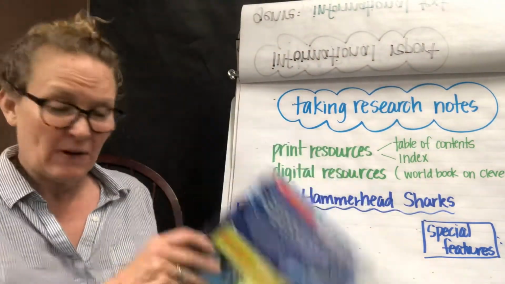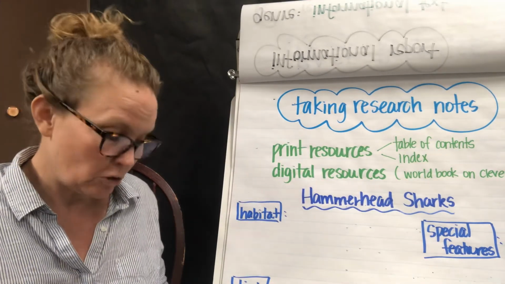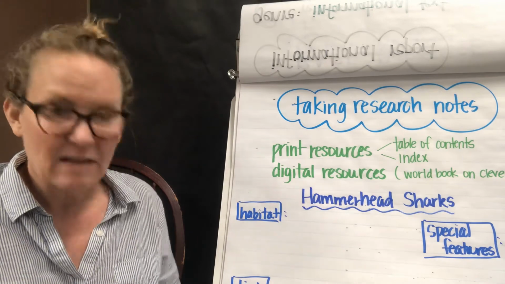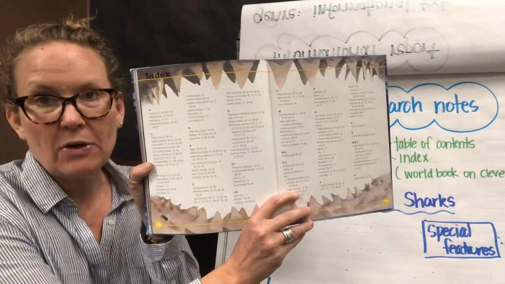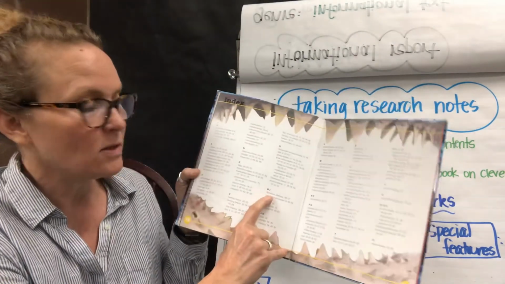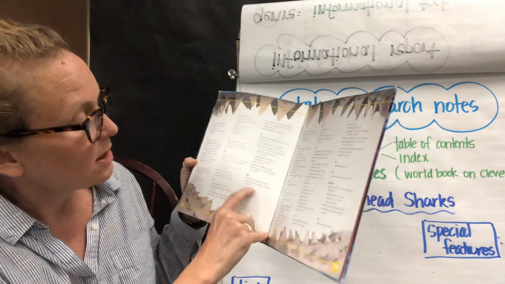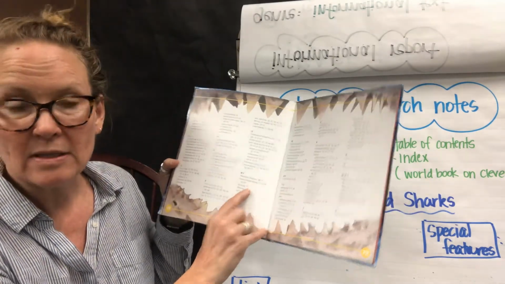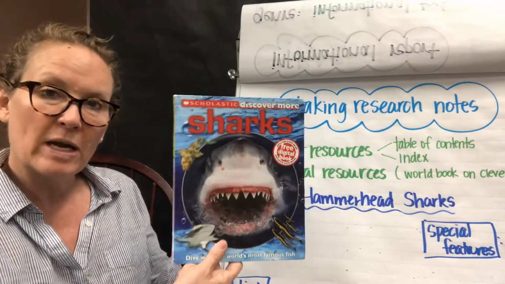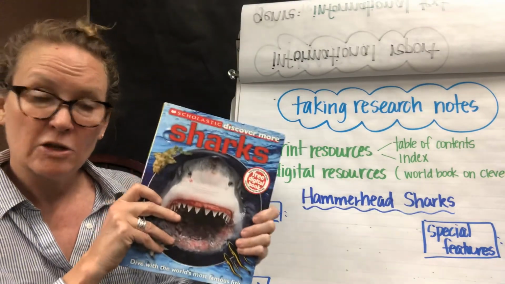I could have also found this information by going to the index. The index is a search tool, as you know, that's in the back of a book. You learned this in 3rd grade. And if I look under H, because indices are always organized alphabetically, I can see, oh, hammerhead sharks are mentioned on all of these pages. So I've got two places to look for in a print resource like this to find facts about hammerhead sharks.